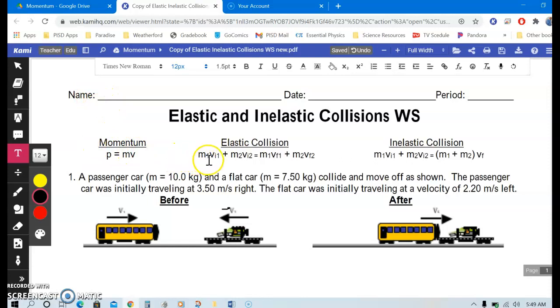The only difference is when we have two vehicles, we're going to say m1, that's going to be the mass of the first vehicle, and then initial velocity 1, that's going to be the velocity of the first vehicle, plus the mass of the second vehicle, and so forth. So this is finding the momentum of each of them. Now we need to find them before and we need to find them after.